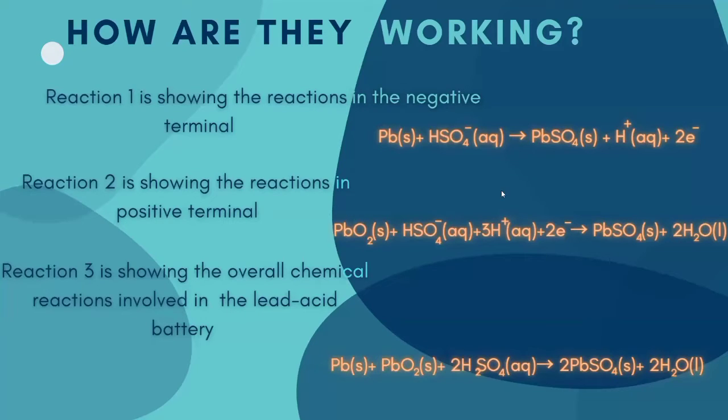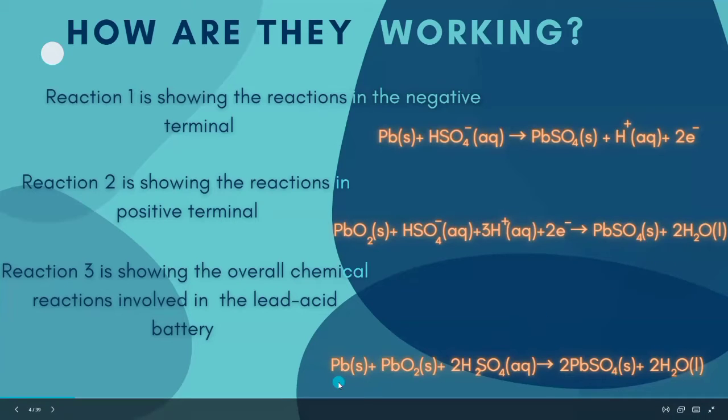Here in this slide, we can see how lead acid batteries are working. In the first reaction, from lead plus hydrogen sulfate to lead sulfate plus hydrogen and 2 electrons. This is a reaction in the negative terminal. In the positive terminal, from lead oxide plus hydrogen sulfate plus hydrogen plus electron to lead sulfate plus water. And the overall chemical reaction involved in this battery is from lead plus lead oxide plus sulfuric acid to lead sulfate plus water.